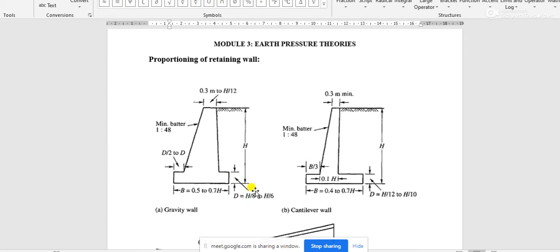From d, this front extension, and from b, this front extension in case of a cantilever retaining wall can be calculated. By following this provision, the calculation or assumption of the dimensions of the retaining wall is called proportioning of the retaining wall.